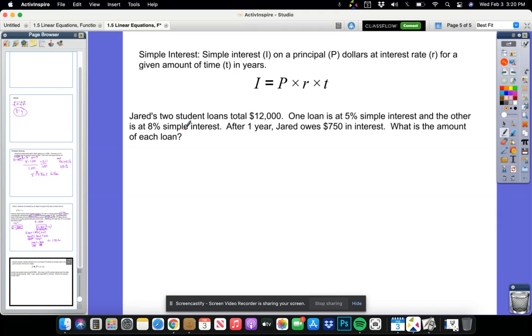All right, so we're talking about simple interest here. Simple interest is found by taking the principal, so how much money is invested into something, times the rate of investment for how long. So principal times rate times time gives us our interest that we make.